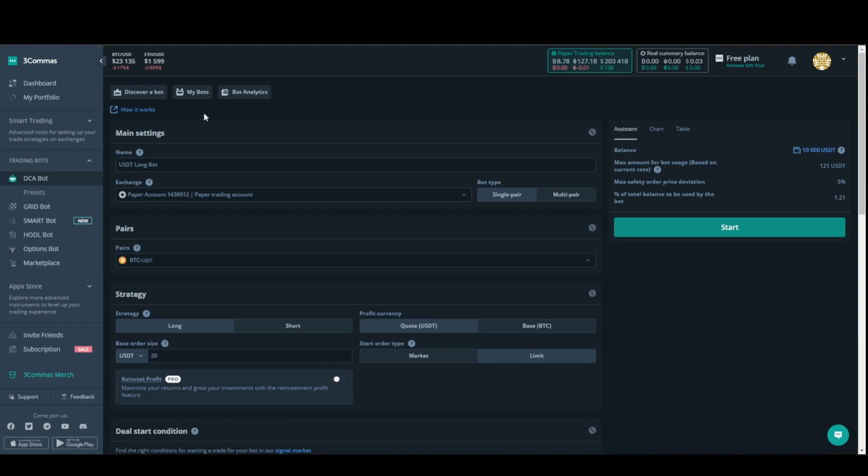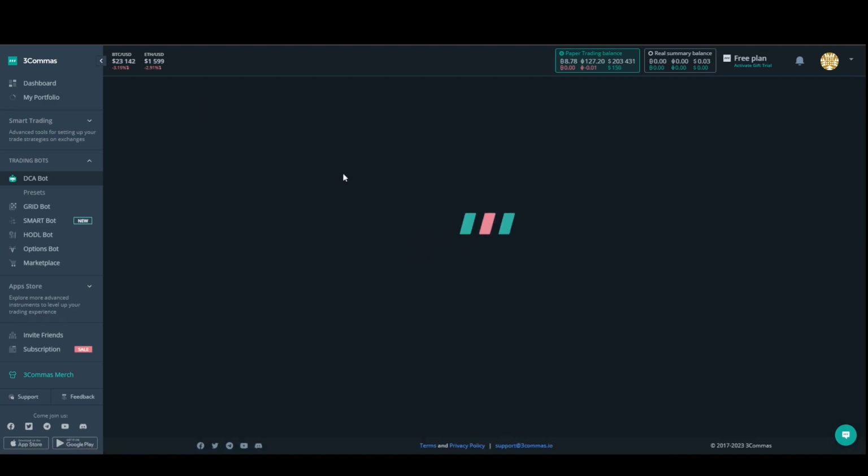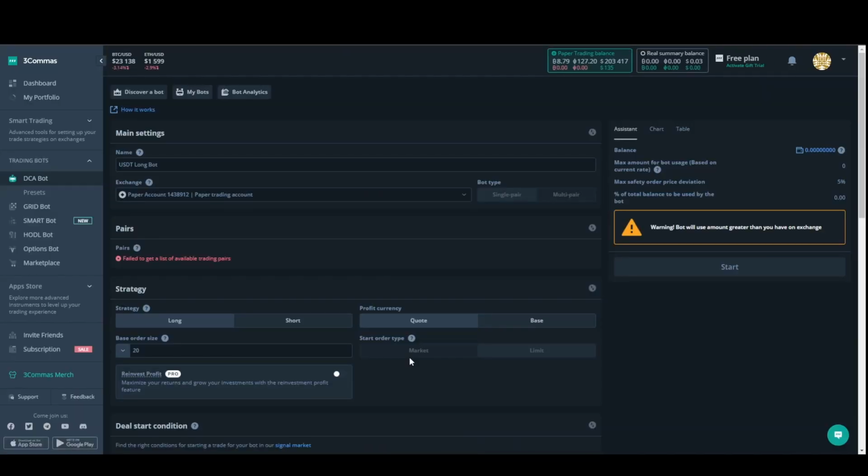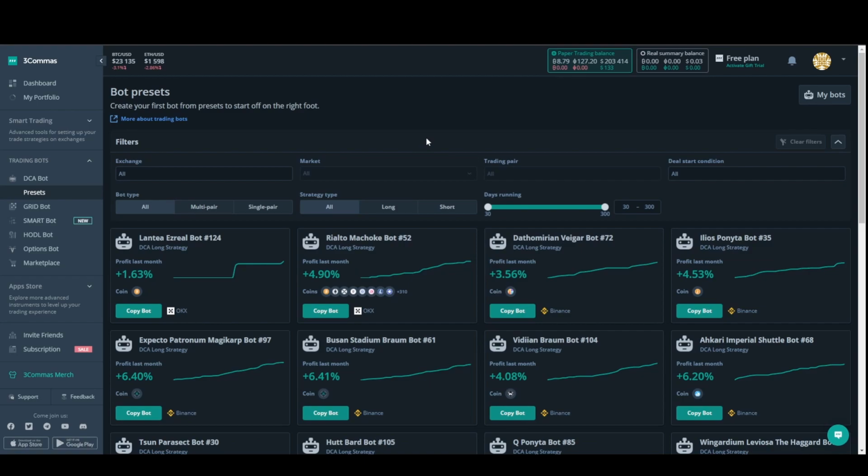So what we'll go to is my bots, and it should be blank. And assuming all goes to plan, we will go to create a bot manually, and this should bring up something. Or we can go to discover bots. If we go to discover bots, these are bot presets, so these are built-in bots you can use. You can copy these bots and you can see the profits per month.